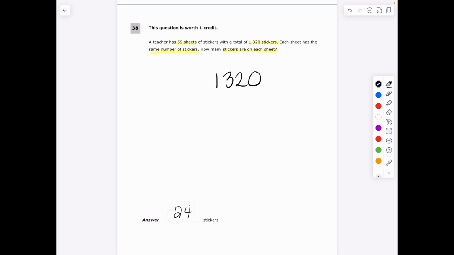And again, they don't want to see your work in this. They just want to see how you got your final answer. So again, what I like to do is add on the side at least the first few for 55. So 55 plus 55 is 110, plus 55 is 165, plus another 55 is 220. So just to get me started thinking.